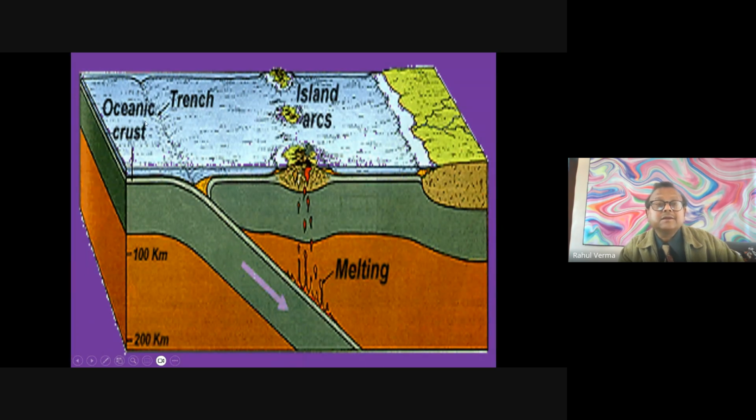If this plate is going down here and both are ocean on the top. So you know what is happening. This plate is going down, and after nearly 100 to 200 kilometers, geothermal gradient becomes too high, then the plate material begins to melt. And when it melts, it goes up and bumps here. Bumps here.